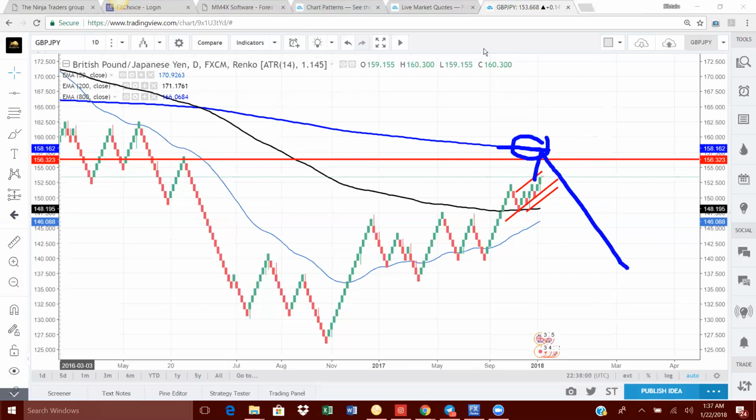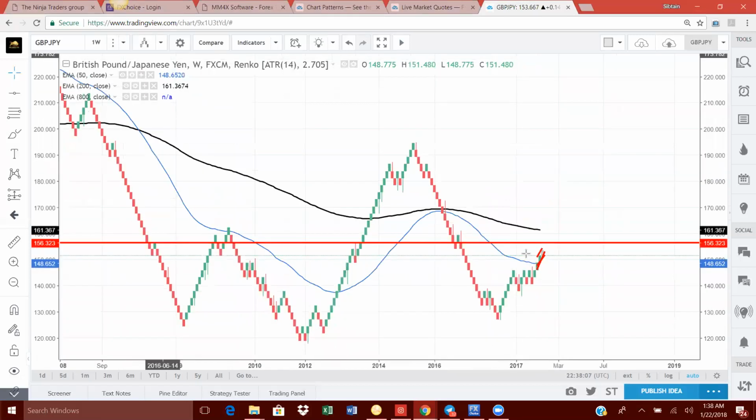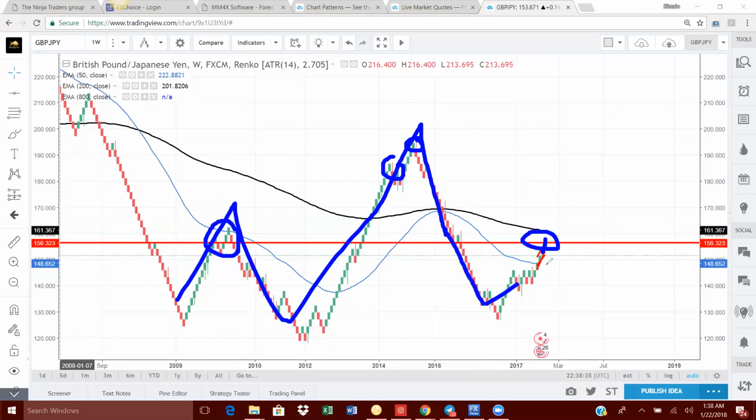Because the weekly is now also trending up. But the resistance was here, and the other resistances are here and here. So price came up here and made a resistance. If you see, it's making a head and shoulders, exactly, in the weekly.